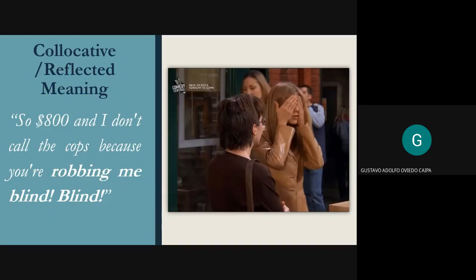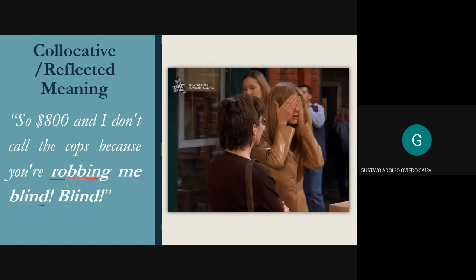All right, this is again another example of collocative and also reflected meaning. In this case, I'm going to be very, very specific about reflected meaning, so pay attention to this one. She says, "So $800 and I don't call the cops because you're robbing me blind, right?" I'm going to analyze it first from collocative meaning. From collocative meaning, robbing someone blind has a very specific meaning.